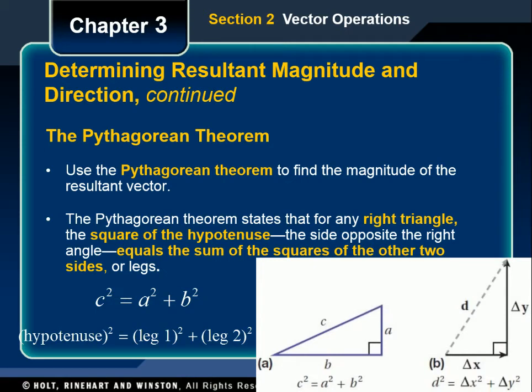As shown in Figure 2.4a, the Pythagorean theorem states that for any right triangle, the square of the hypotenuse, the side opposite the right angle, equals the sum of the squares of the other 2 sides or legs. In Figure 2.4b, the Pythagorean theorem is applied to find the tourist's displacement. The square of the magnitude of the displacement is equal to the sum of the square of the horizontal displacement and the square of the vertical displacement. In this way, you can find out the magnitude of the displacement, d.